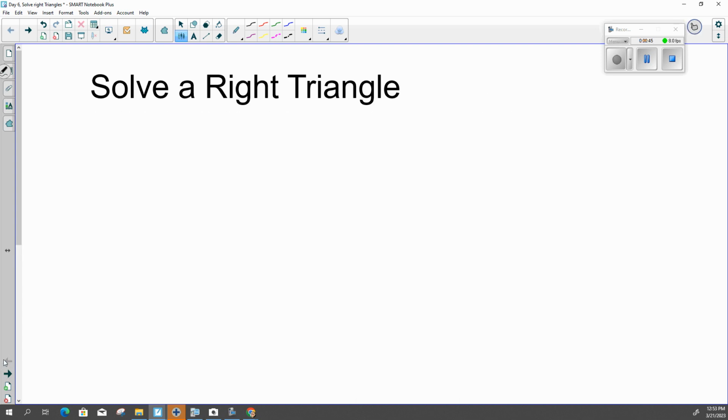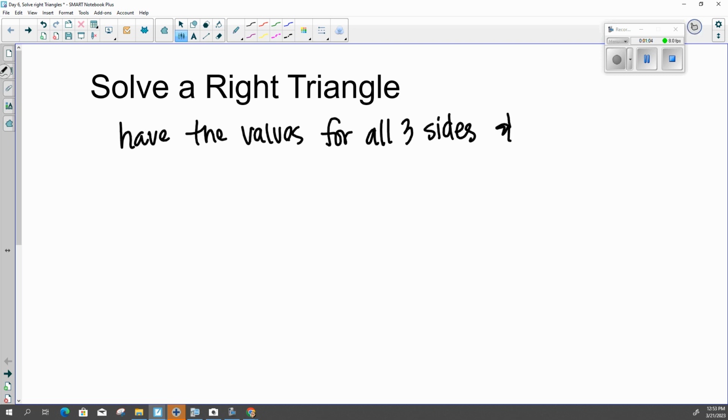Okay, to solve a right triangle, you will, no, I don't like that word. You will have the values for all three sides and all three angles.